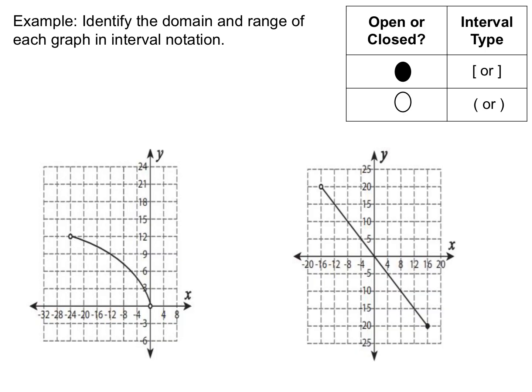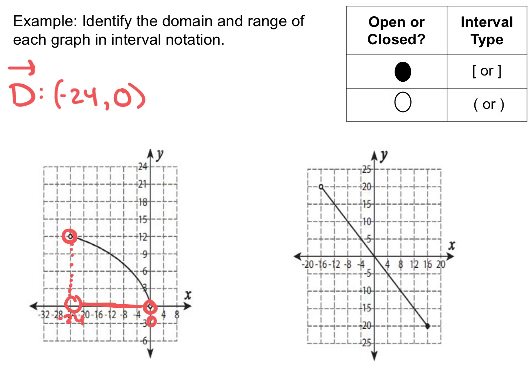So in our first example here, I'm going to start by identifying domain, which, if we remember, we read from left to right. So the furthest to the left it goes is this point right here, which is at -24. And since it's obviously an open circle, I'm going to use a parentheses. And the furthest to the right it goes is this point right here, which is also an open circle, and it's at 0. I'm going to say this goes from -24 to 0 with parentheses.